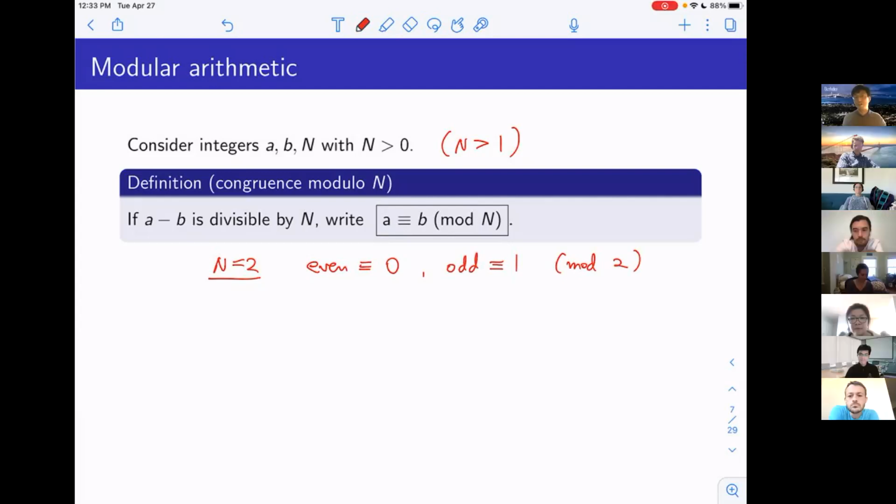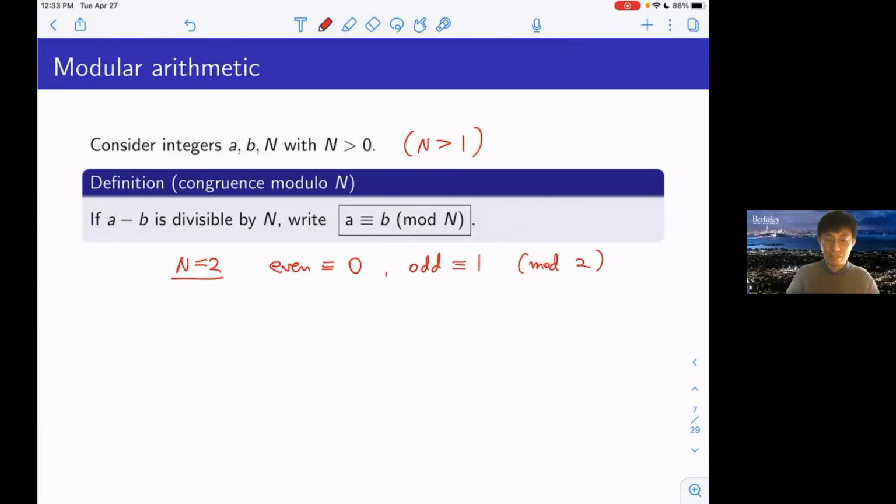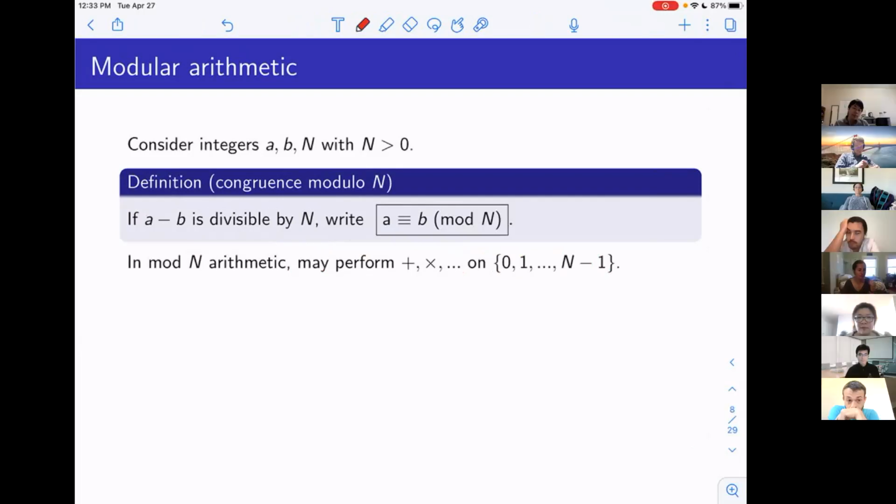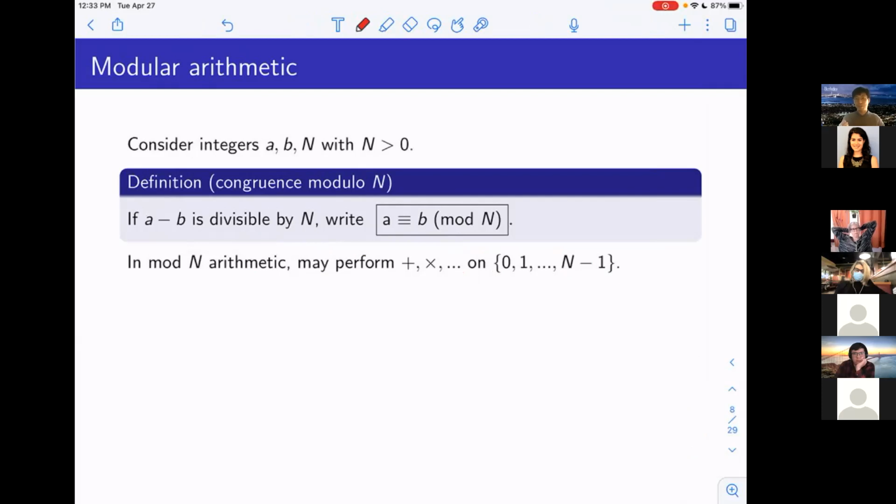For instance, even plus odd is odd, and odd plus odd is even, or odd times odd is odd, things like that. So in general, for more general n, in mod n arithmetic, the way to think about this is, given a number, you can always divide the number by n, and then take the remainder. That way you can identify any integer with something in this set from 0 to n minus 1, and you can perform addition and multiplication and other interesting operations, right?